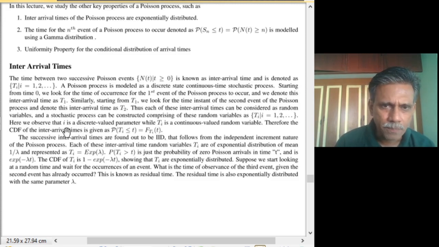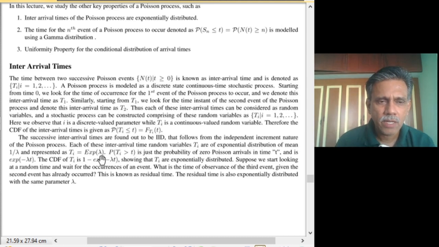And what is the distribution? Let Ti be the ith inter-arrival time. We are interested in finding the distribution of it. We will show that each of these inter-arrival times Ti is exponentially distributed with a mean 1 over lambda, where lambda is the Poisson rate. So therefore Ti will be exponential random variables with a parameter lambda.